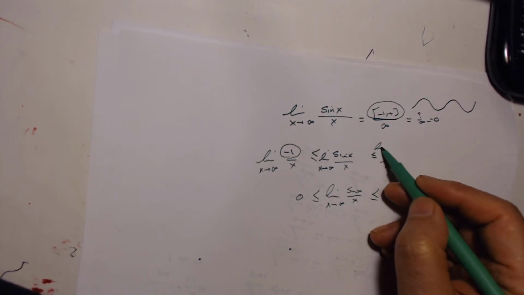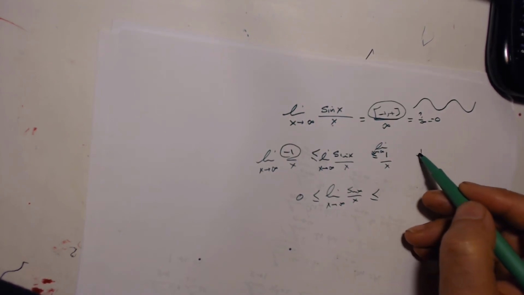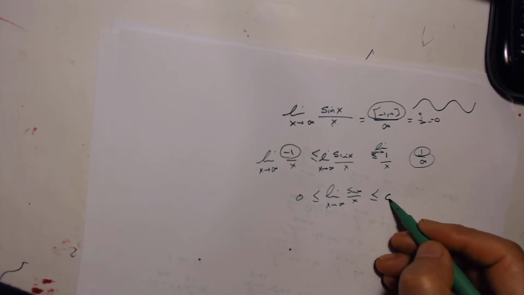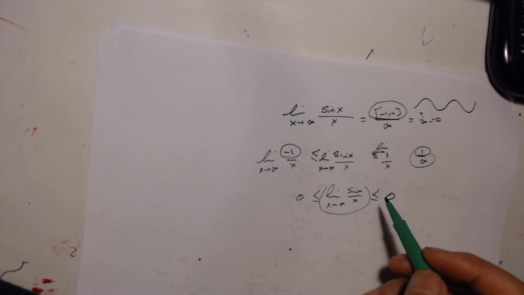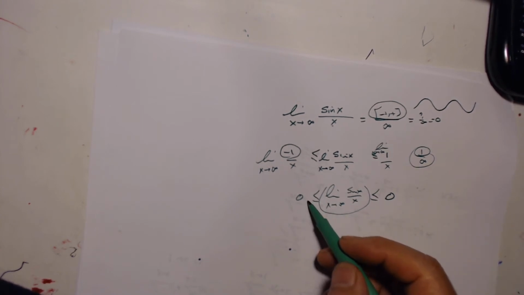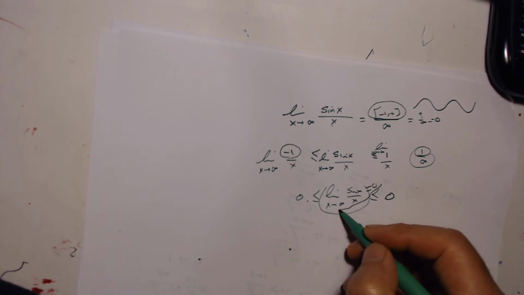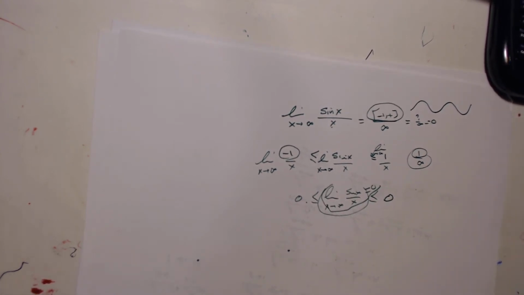But I know if I take the limit of that one as x approaches infinity, it becomes 1 over infinity. And that's a finite number. It's not between -1 and 1. And that's 0. Can you give me a number which is less than or equal to 0 and greater than or equal to 0? That number is 0 itself. Therefore, you say the limit of the middle is 0. This is called the squeeze theorem.